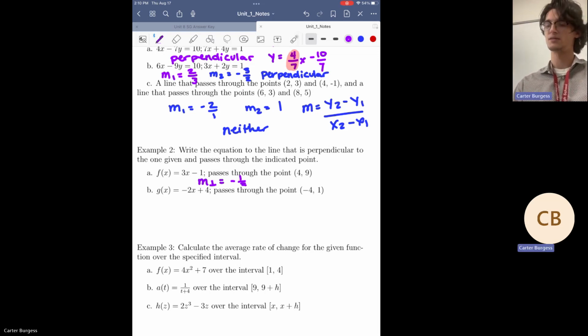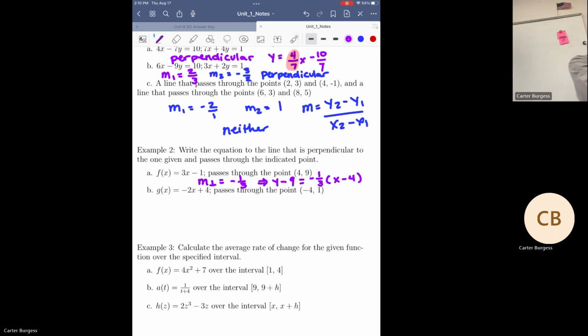-1 over 3. And that's all the information we need. This is y minus, well, y1 in this case is just 9, equal to our slope times x minus, in this case our x1 is 4. And sure, we could try to solve this for y equals mx plus b, but why would we do that? No point. Let's just leave it like this.